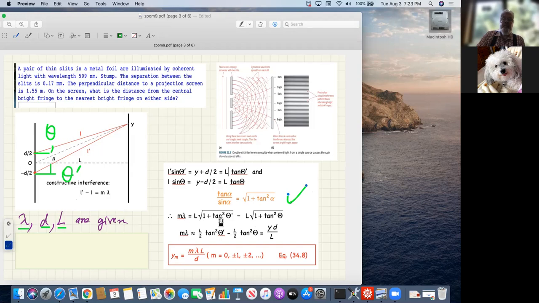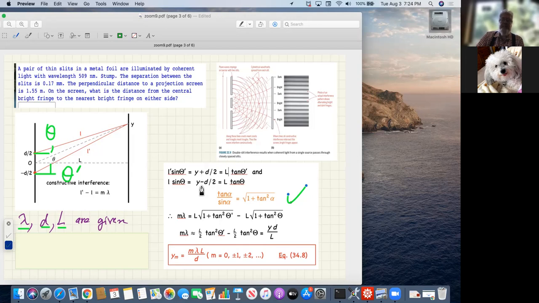Now again, the angles here will all be very small. So I can approximate tangent theta prime as a small number. The square root of 1 plus epsilon is 1 plus a half epsilon. And the square root of 1 plus tangent squared theta is 1 plus a half tangent squared theta. So the ones will cancel, and I'll have L times a half tangent squared theta prime minus L times a half tangent squared theta.